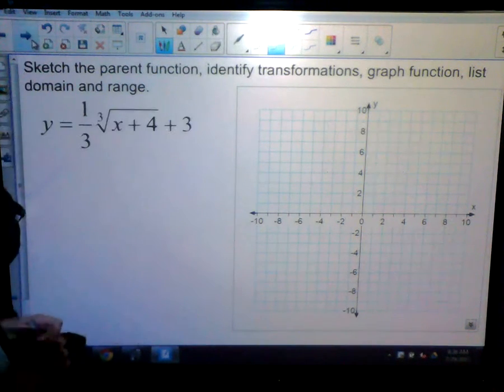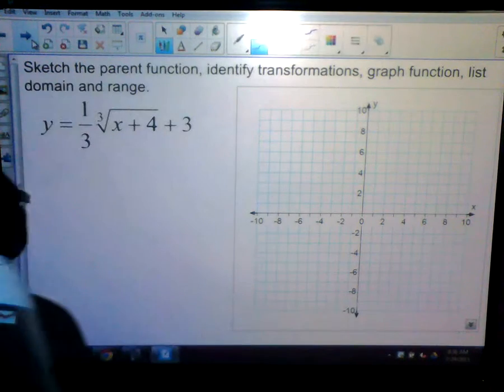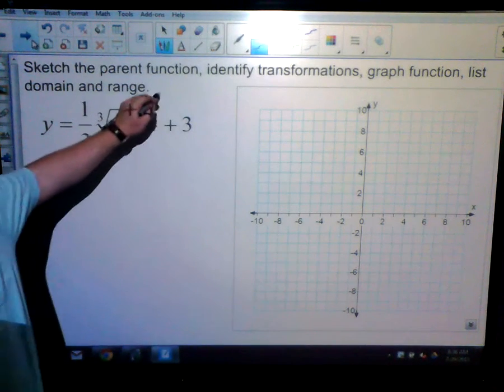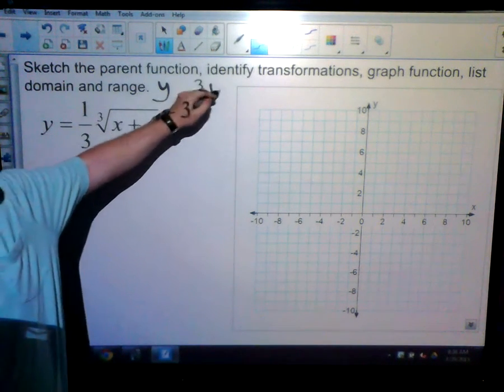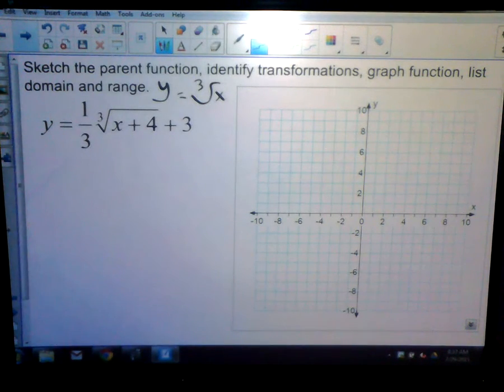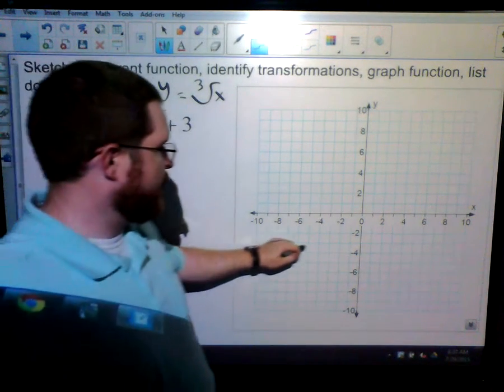Let's try another one. What's the parent graph here? In this case, it's the cube root of x. So you've got to know what the cube root of x looks like. Cube root of x looks like this.